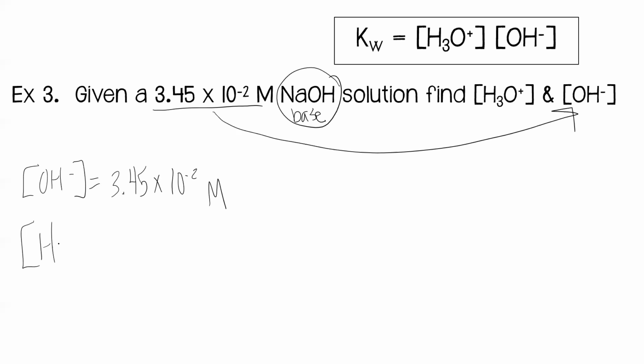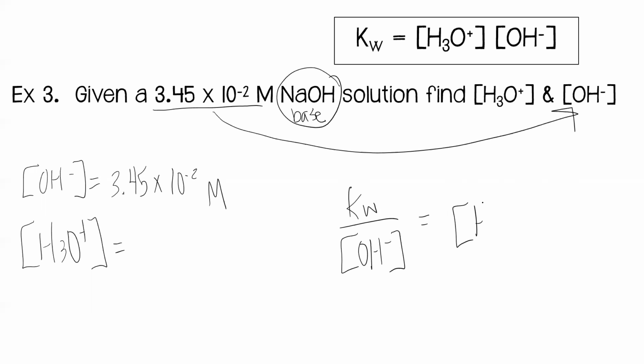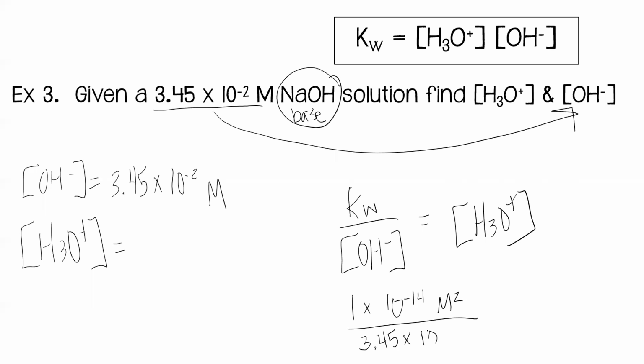We want to find the hydronium ion. Once again, we know Kw. So in this case, we want to find H3O plus. So we're going to divide Kw by OH minus. So Kw, 1 times 10 to the negative 14th, divided by our OH minus, 3.45 times 10 to the negative 2 M. Don't forget units. Plug that into your calculator.